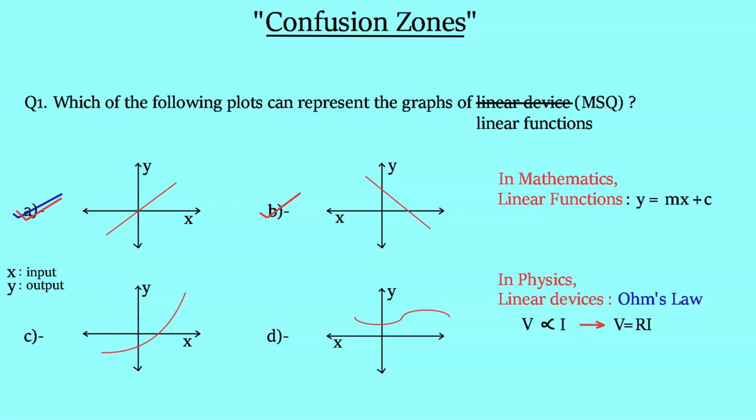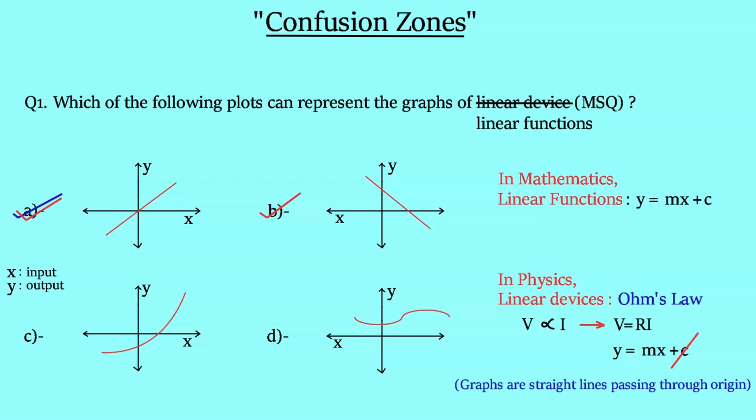In physics, the graph of a linear device is governed particularly by Ohm's law, which states that the potential across a device or element is directly proportional to the current flowing through it, and the constant of proportionality is referred to as resistance. Comparing this equation with the general form of linear functions, we can observe there is no constant in this equation. It is only y is equal to mx. Therefore, the graph of linear devices are straight lines which must pass through the origin. That's why only option A is correct in our case.